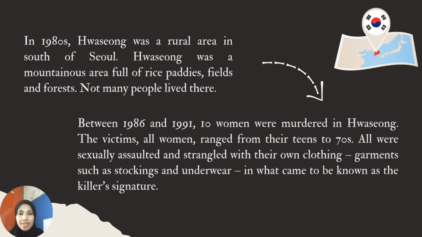Between 1986 and 1991, 10 women were murdered in Hwasong. The victims, all women, ranged from their teens to 70s. All were sexually assaulted and strangled with their own clothing, which is garments such as stockings and underwear. And this is what came to be known as the killer's signature.